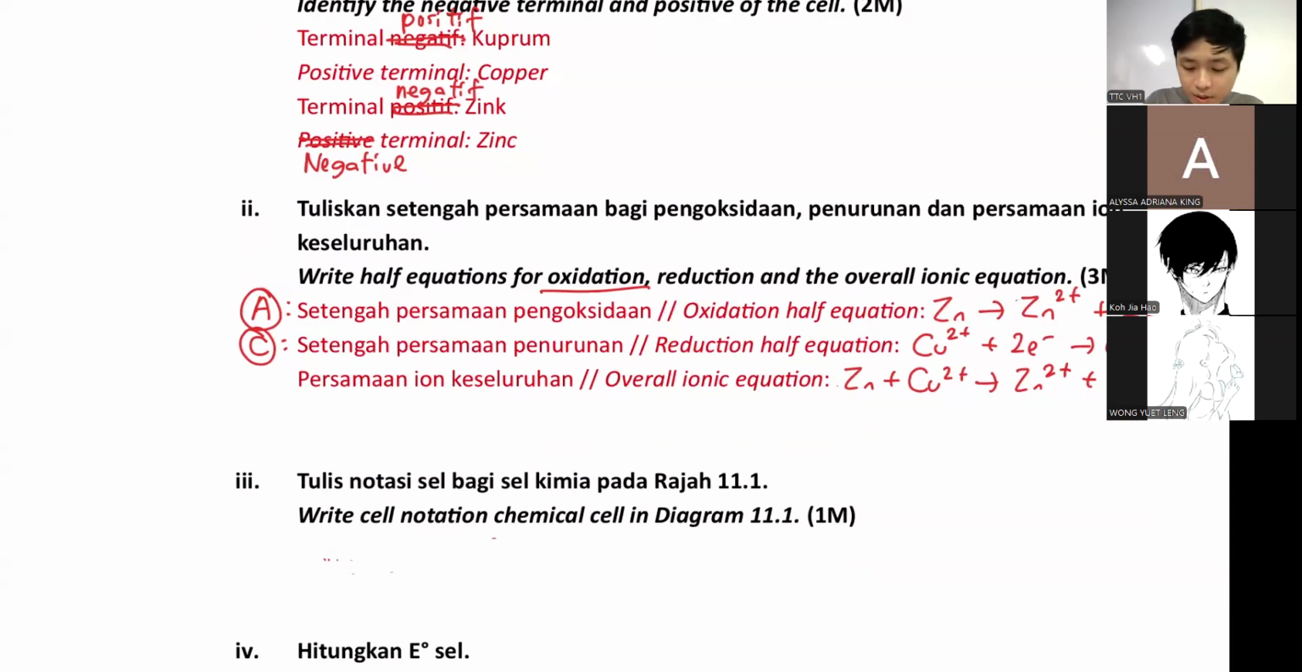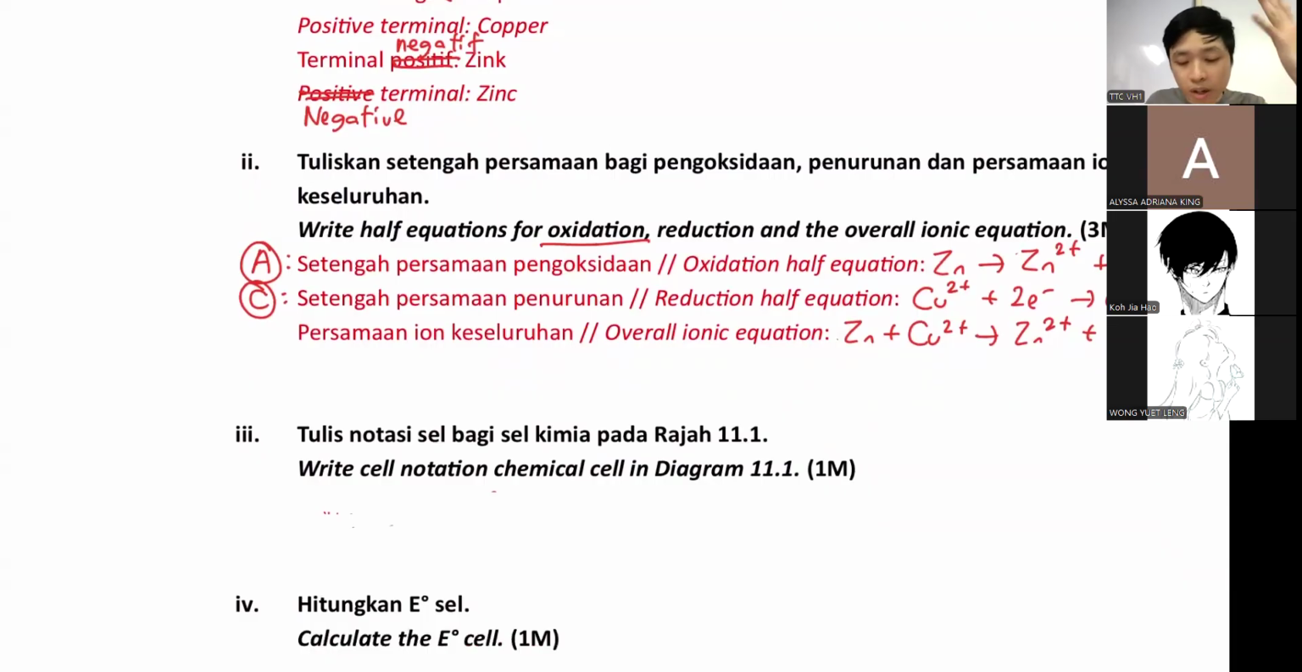So you know how to write the half equation and the ionic equation, no problem. Just remember the oxidation one donates electrons, the reduction one receives electrons.